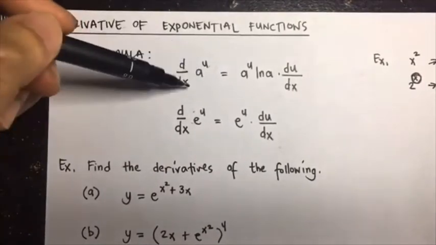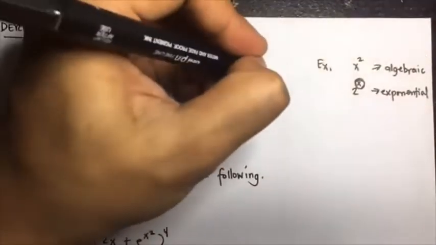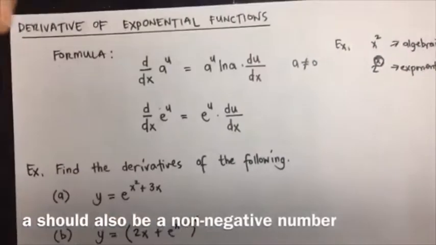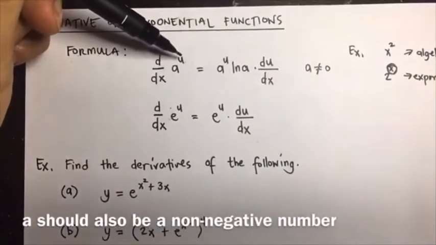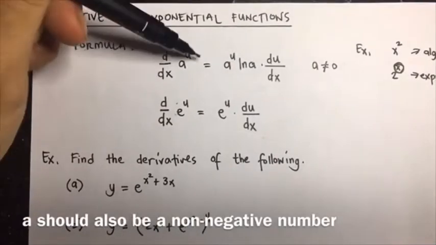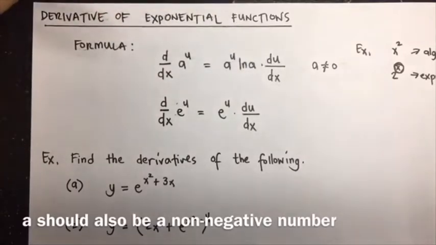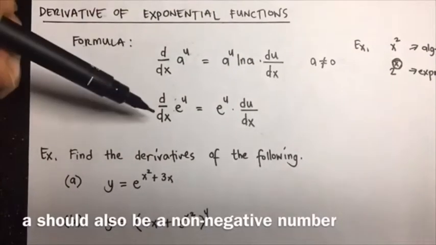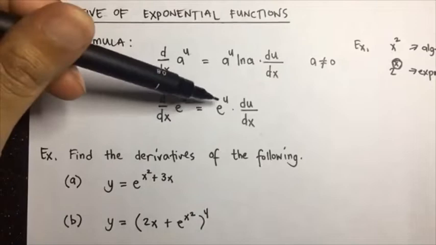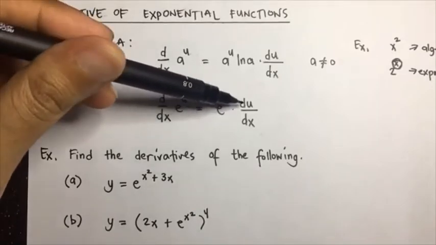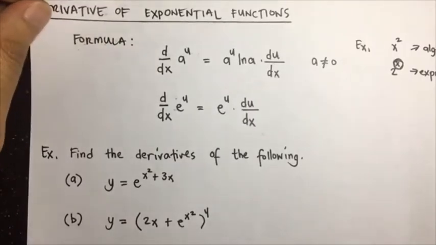Okay, so for cases where we have a raised to u, where a is any non-zero constant, a is not equal to 0, we have the derivative of a raised to the power of u with respect to x is equal to a to the u ln of a multiplied by du over dx. Okay, and when we have e to the u, its derivative with respect to x is equal to e to the u multiplied by du over dx.